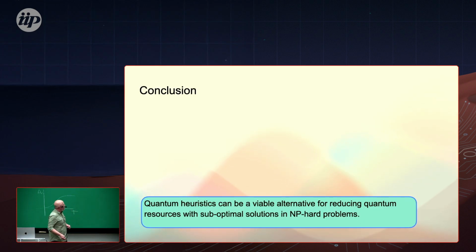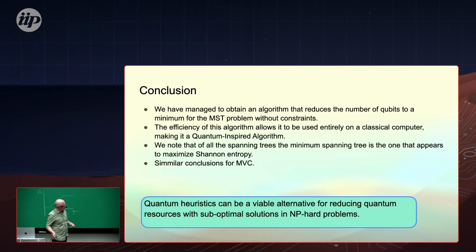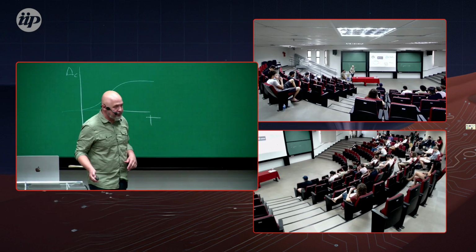All right, so the general conclusion is that quantum heuristics can be a viable alternative for reducing quantum resources with suboptimal solutions in NP-hard problems. Suboptimal because it's not the optimal one, as I showed you. There is an exact solution that we cannot reach many times. There are many points here, but I leave you to read that, and if you have questions, I will be happy to talk about them. Thank you.